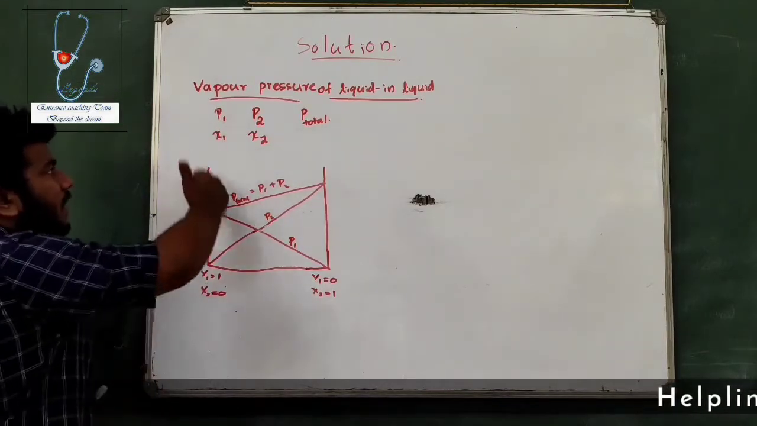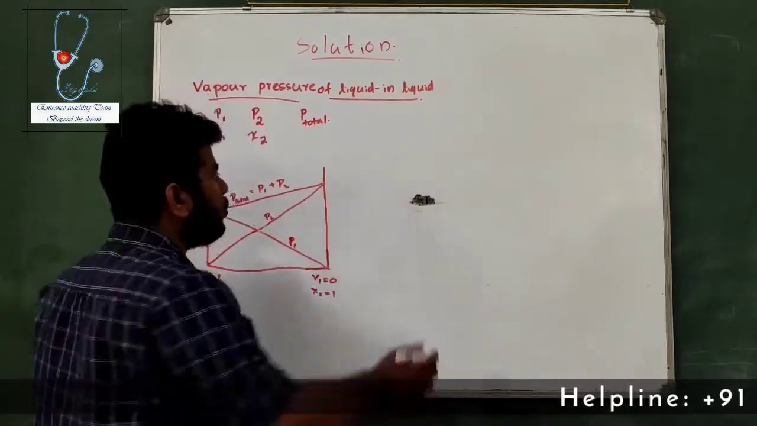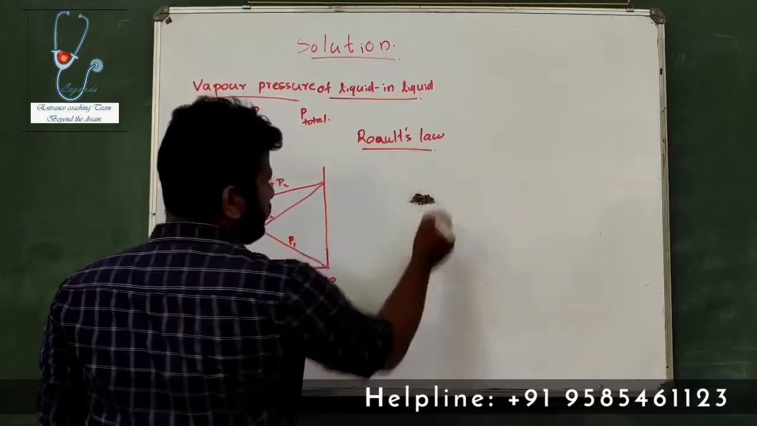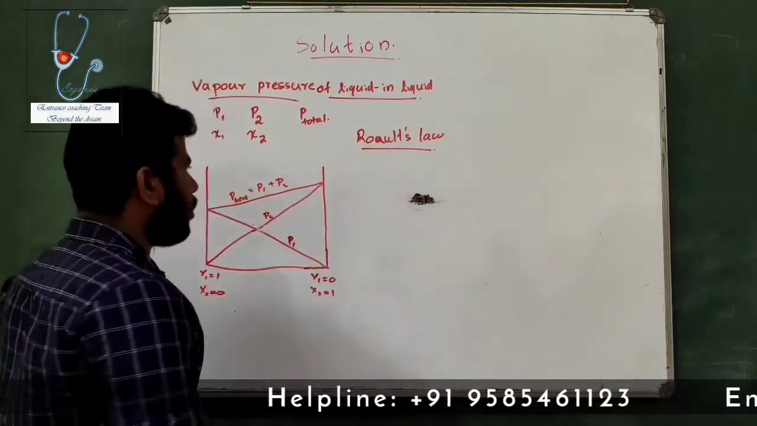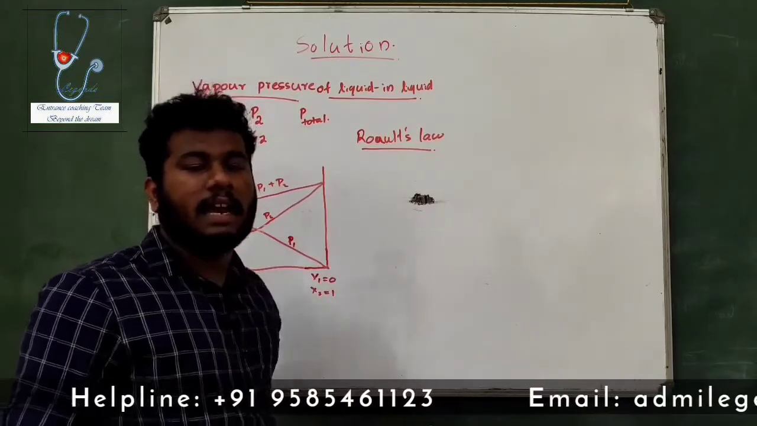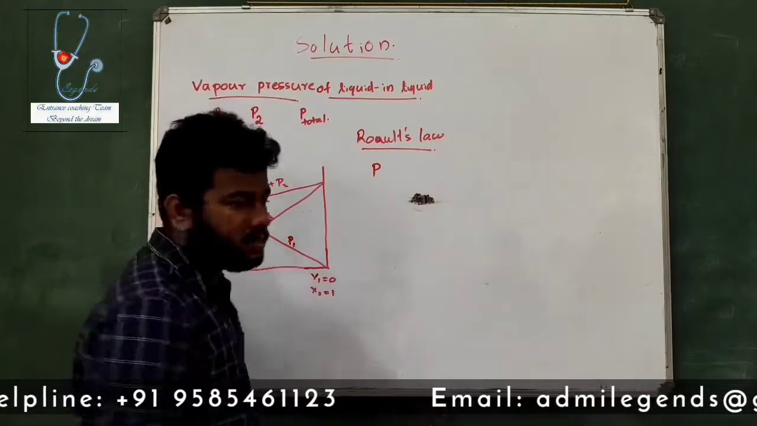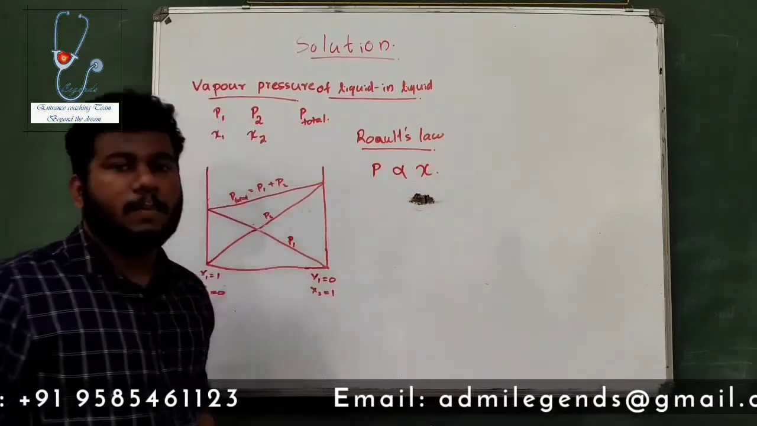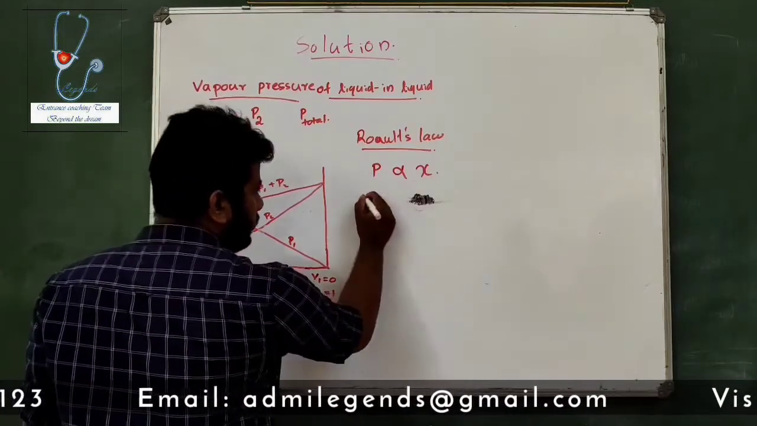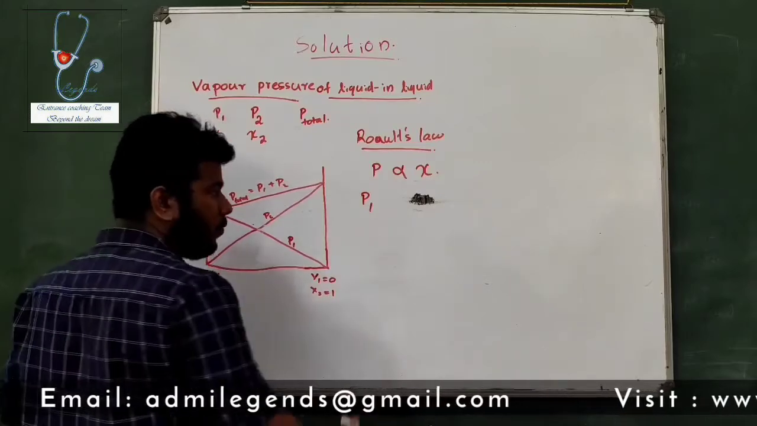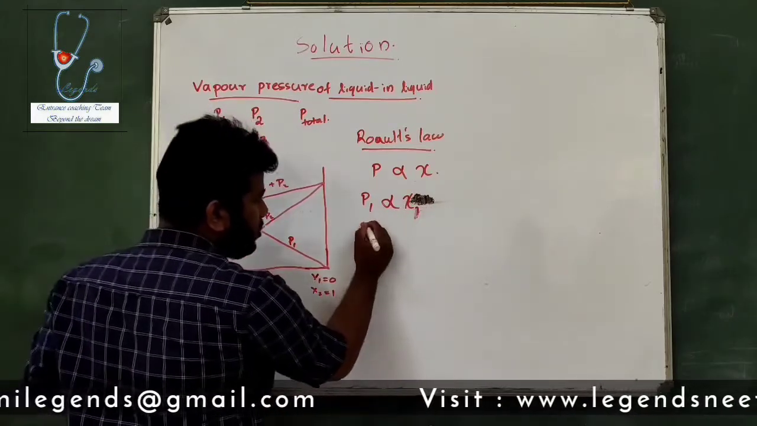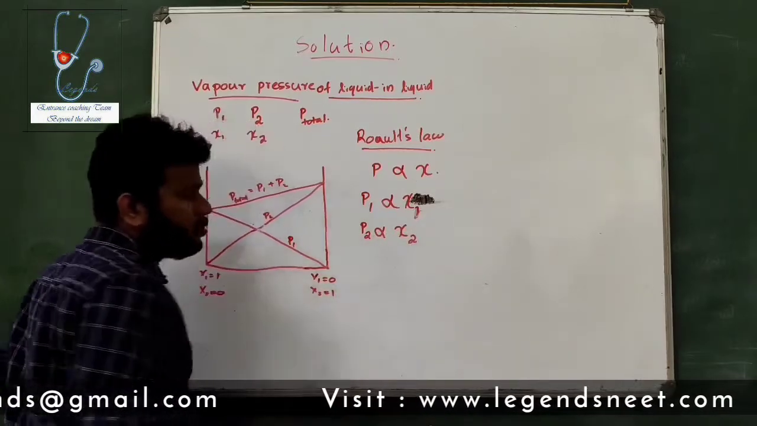The relation between mole fraction and vapor pressure is given by the scientist Raoult. The law is known as Raoult's law. That is a very important law in this chapter, solutions. Now what is Raoult's law? What does it say? Partial vapor pressure is directly proportional to mole fraction. P is the partial vapor pressure. For example, P1 is the partial vapor pressure of component 1, which is directly proportional to mole fraction X1, and P2 is directly proportional to mole fraction X2.